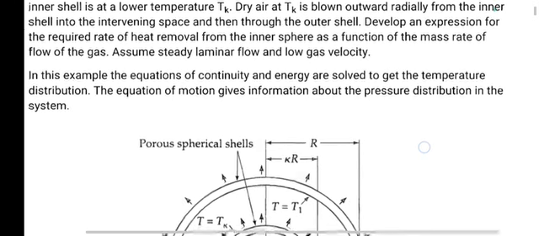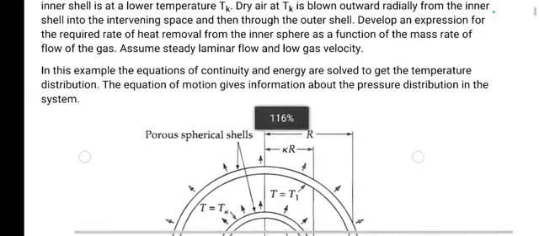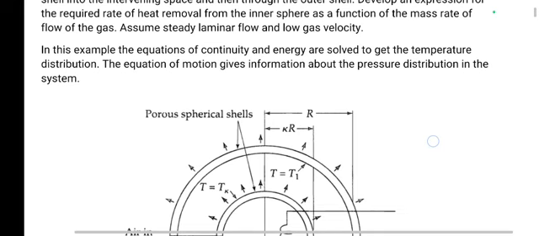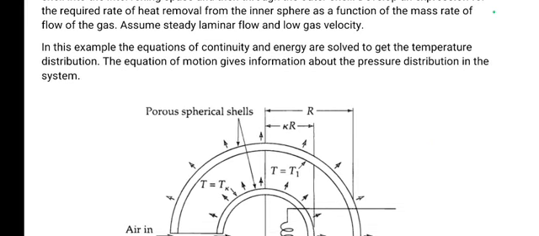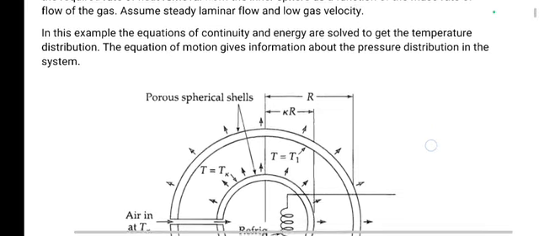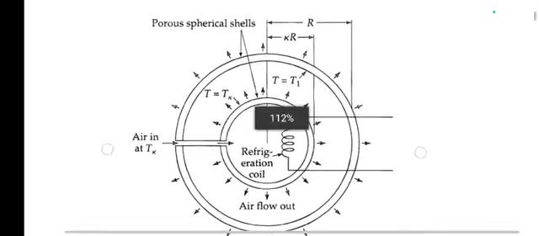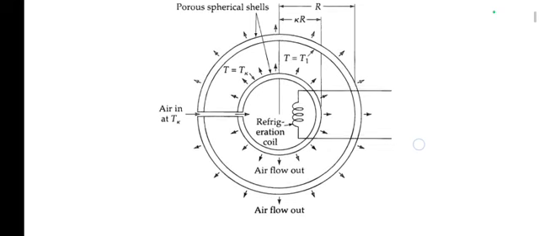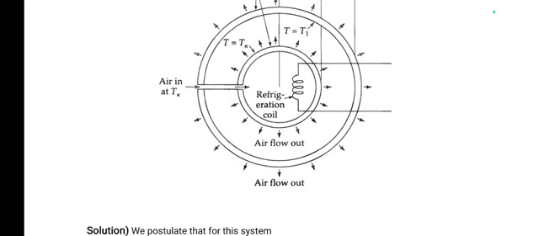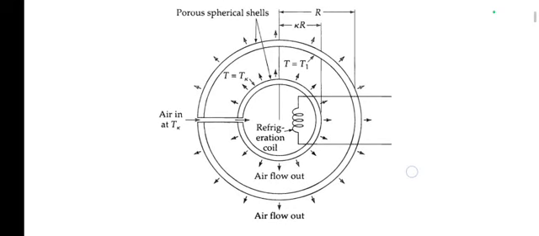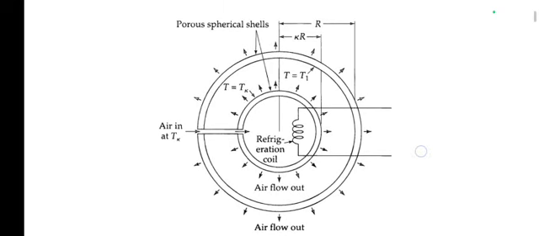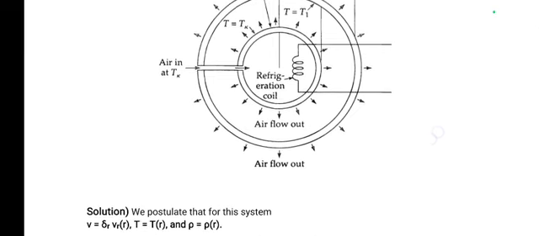In this example, the equations of continuity and energy are solved to get the temperature distribution. The equation of motion gives information about the pressure distribution in the system, and this is the figure of this question. Here we have Tk outside and T1 inside temperature, kR the inner radius, and R the outer radius of the sphere.